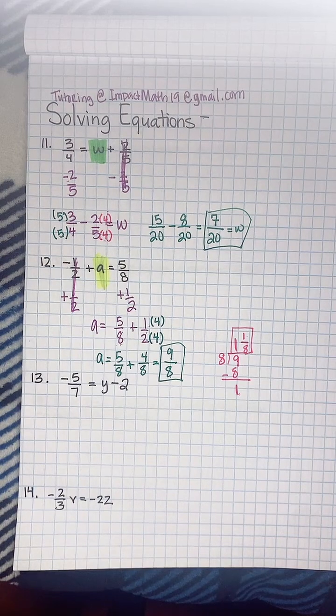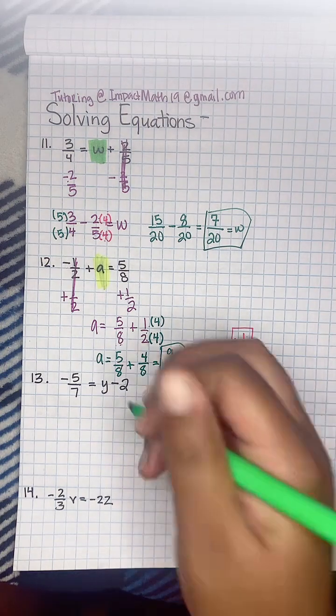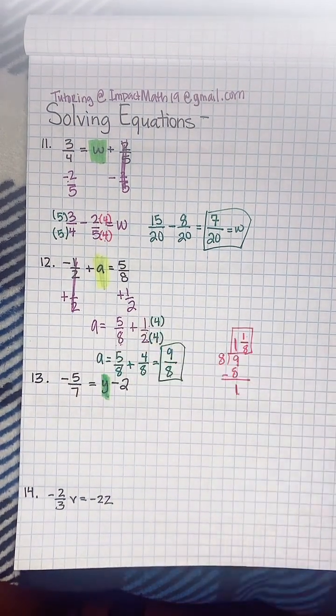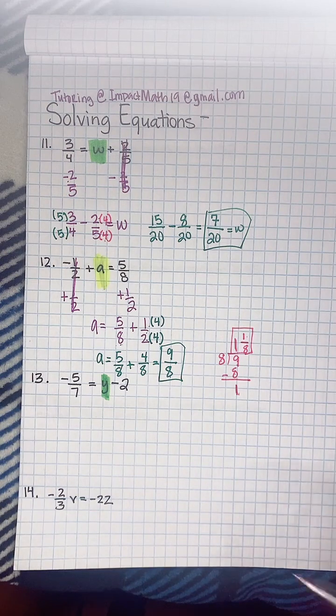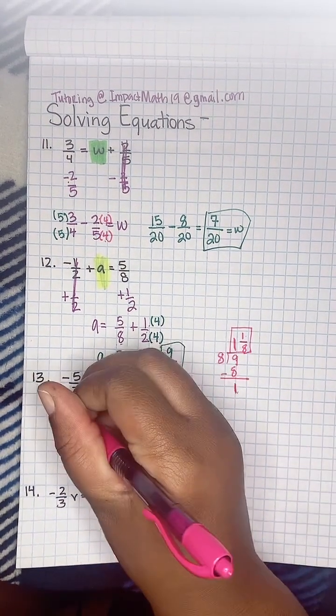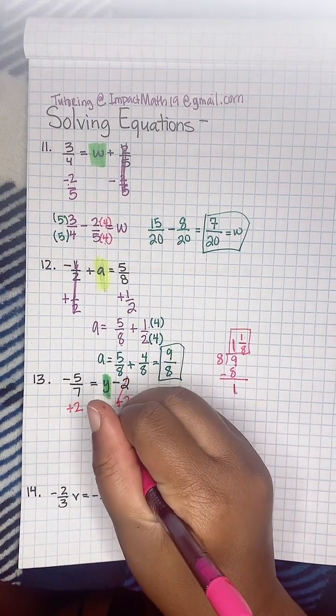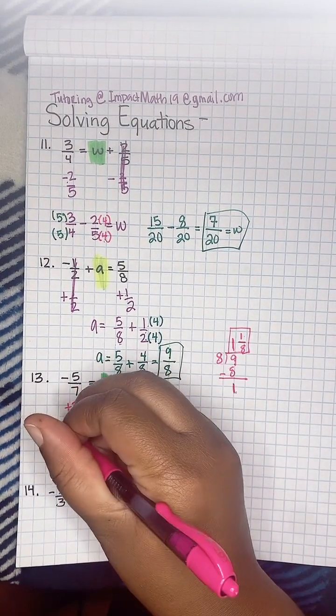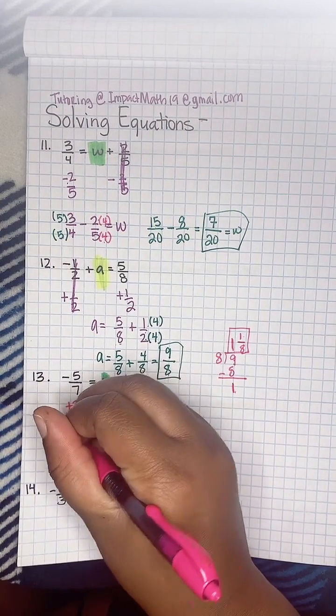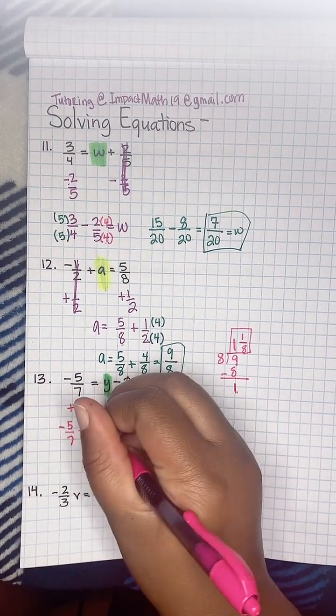Plus 2. Wonderful, you guys. 2. Good. Yes, add 2 to both sides, because we want this y by itself. So I'm going to add 2 to both sides. So we get y equals, and we have negative 5 over 7 plus 2.